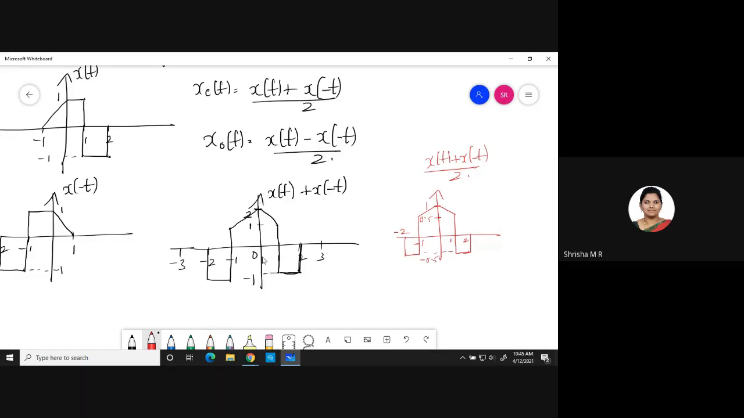Just amplitude will be scaled by 2. Which is at 2 will get compressed to 1 and which is at 1 will compress to 0.5. Here also, which is at -1, will compress to -0.5. Clear, everyone? x_e of t, even part of t. Shall we move on to plot odd part? Yes, ma'am. Is it clear, guys? Okay, we shall plot the odd part now.